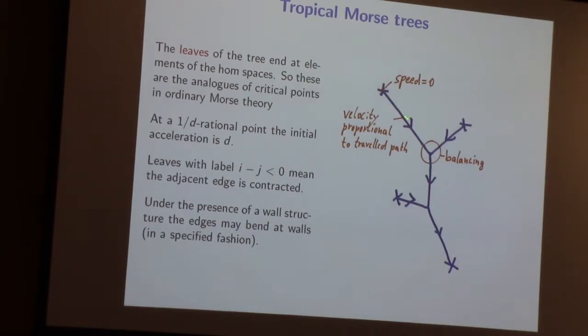Let me not make this on the next slide. So let's just describe what it is. You start here with speed 0, and then you go faster and faster, okay? And the d tells you how much bigger you go as you travel. And then if two or more such edges meet, you have a balancing condition as the tangent vectors are carried along.